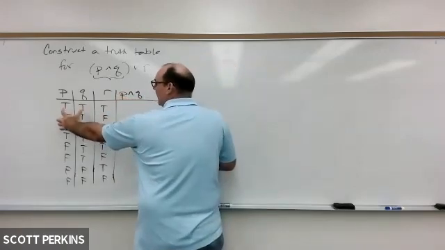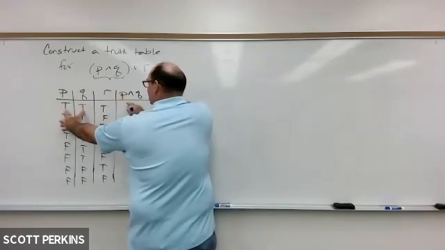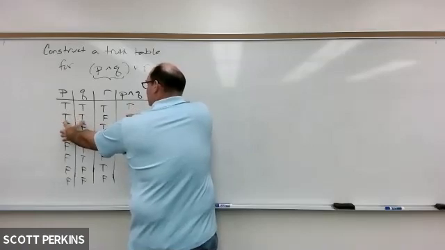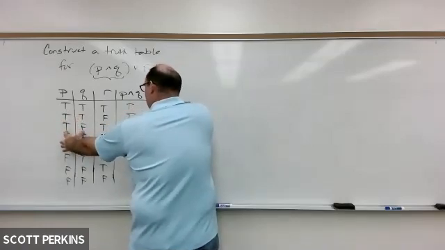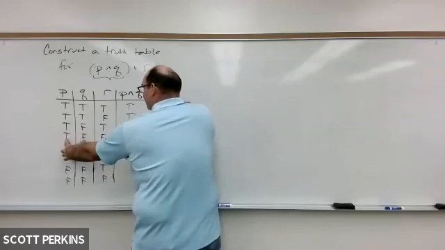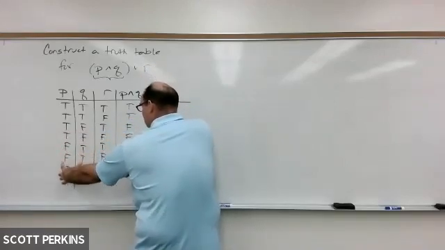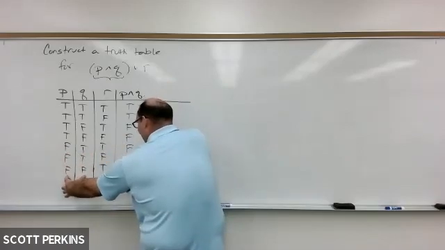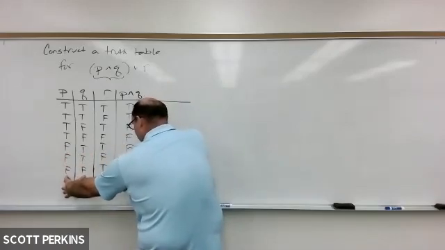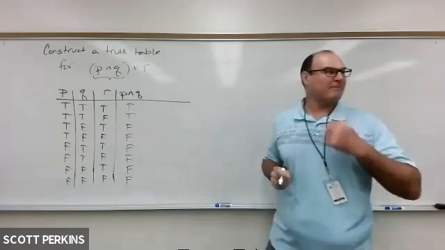So I'm going to just go down the line of P and Q, and I've got true and true is going to be true. True and false, that's false because they both have to be true. True and false is false. False and true is false. False and true is false. And then the last 2 are false and false, so they're both false.